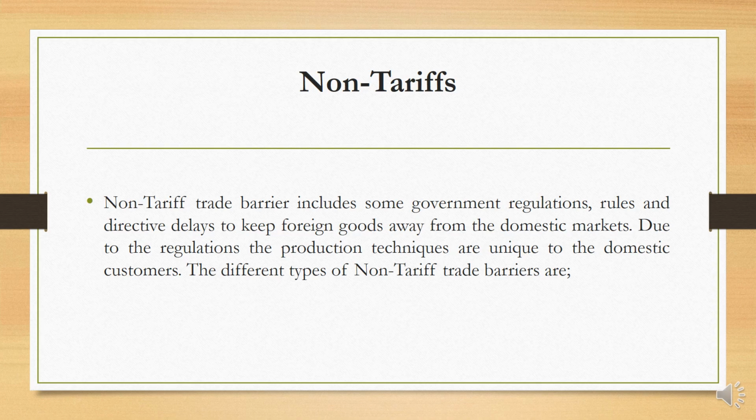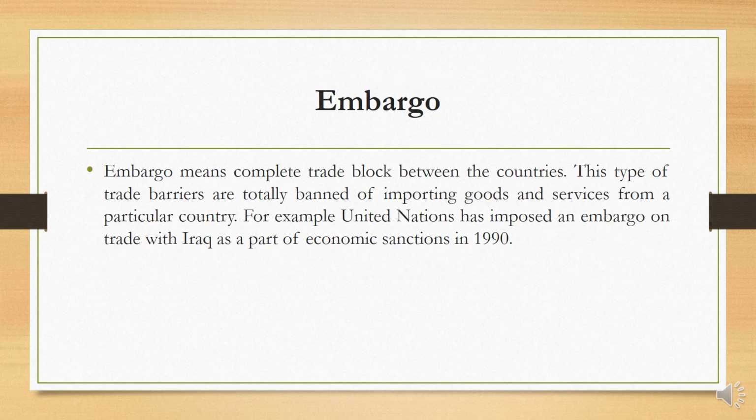Our third type is non-tariff barriers. Non-tariff barriers include some government regulations, rules and directive delays to keep foreign goods away from the domestic markets. Due to the regulations, the production techniques are unique to domestic customers. The different types of non-tariff trade barriers are embargoes and others, which I explain in the next slides.